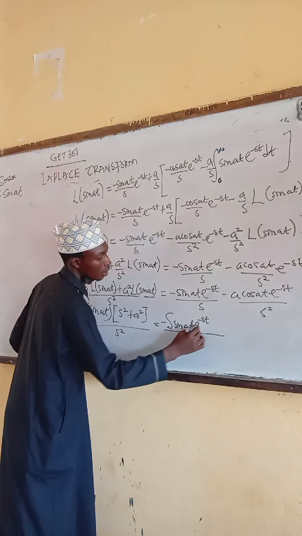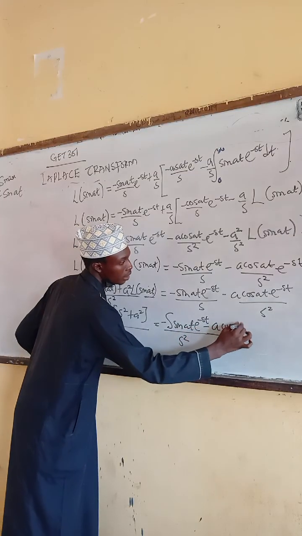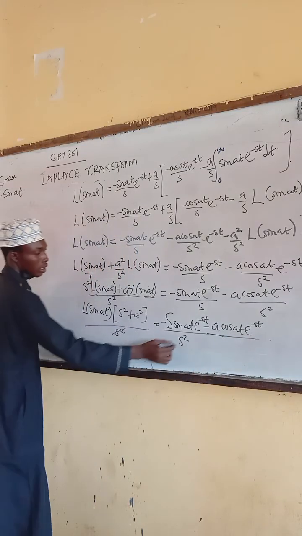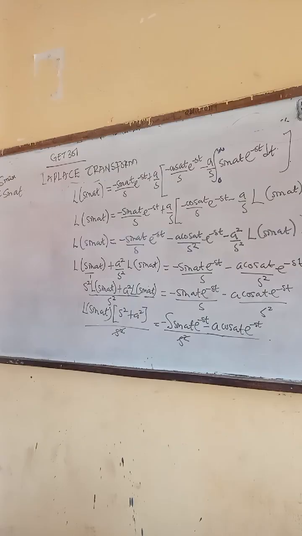s square in s square, 1. So 1 times a, we have a cos(at) exponential minus st. So s square cancels s square. So we are left with Laplace of sin(at) into s square plus a square equals minus s sin(at) exponential minus st, minus a cos(at) exponential minus st.